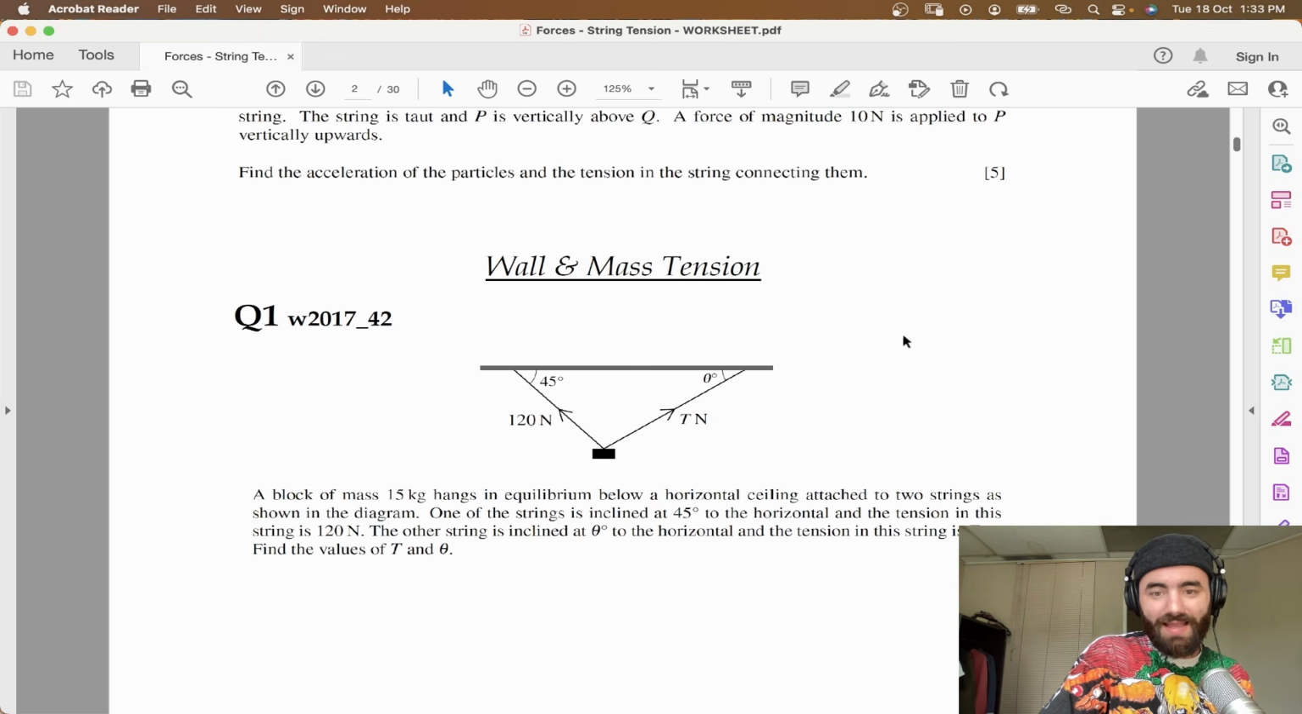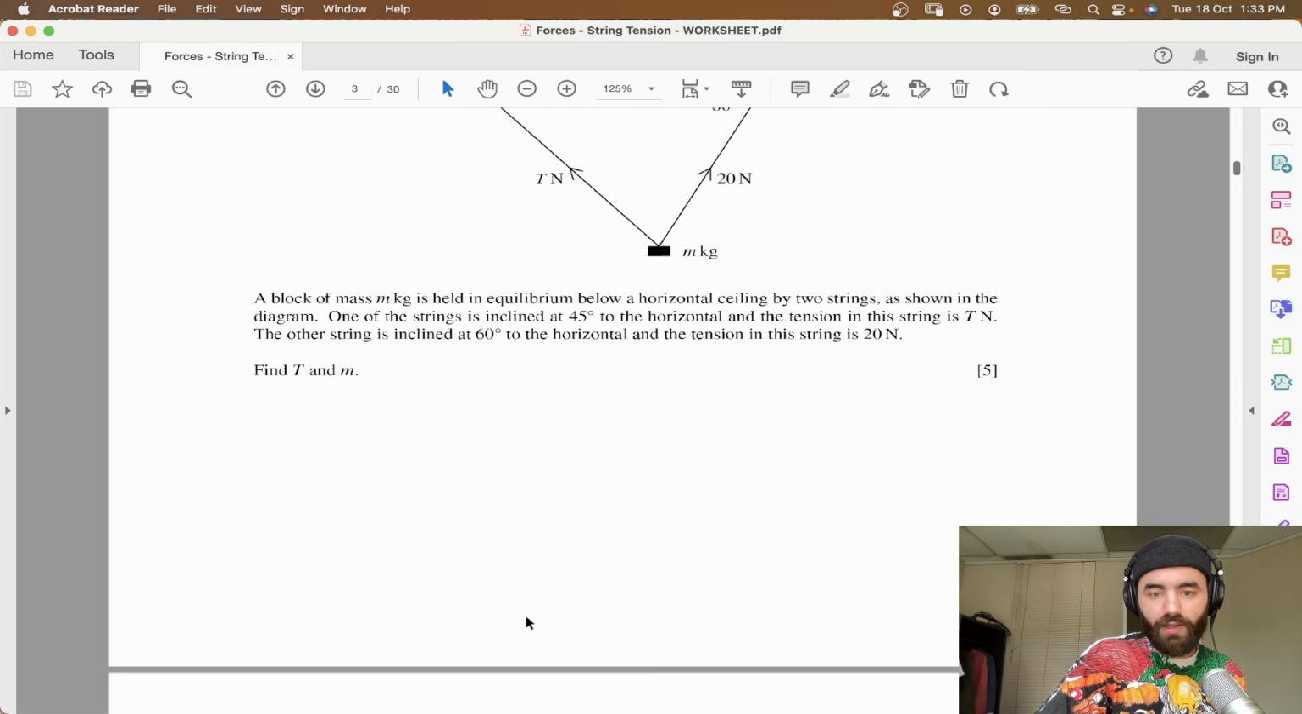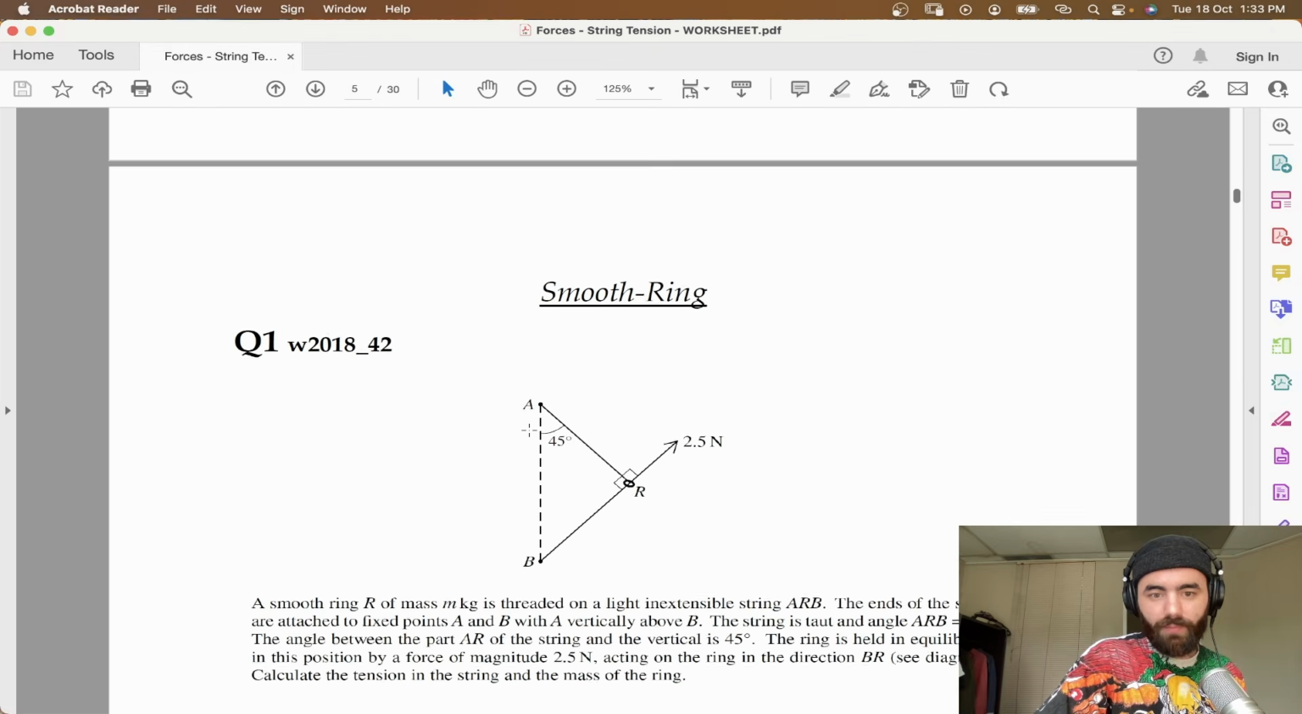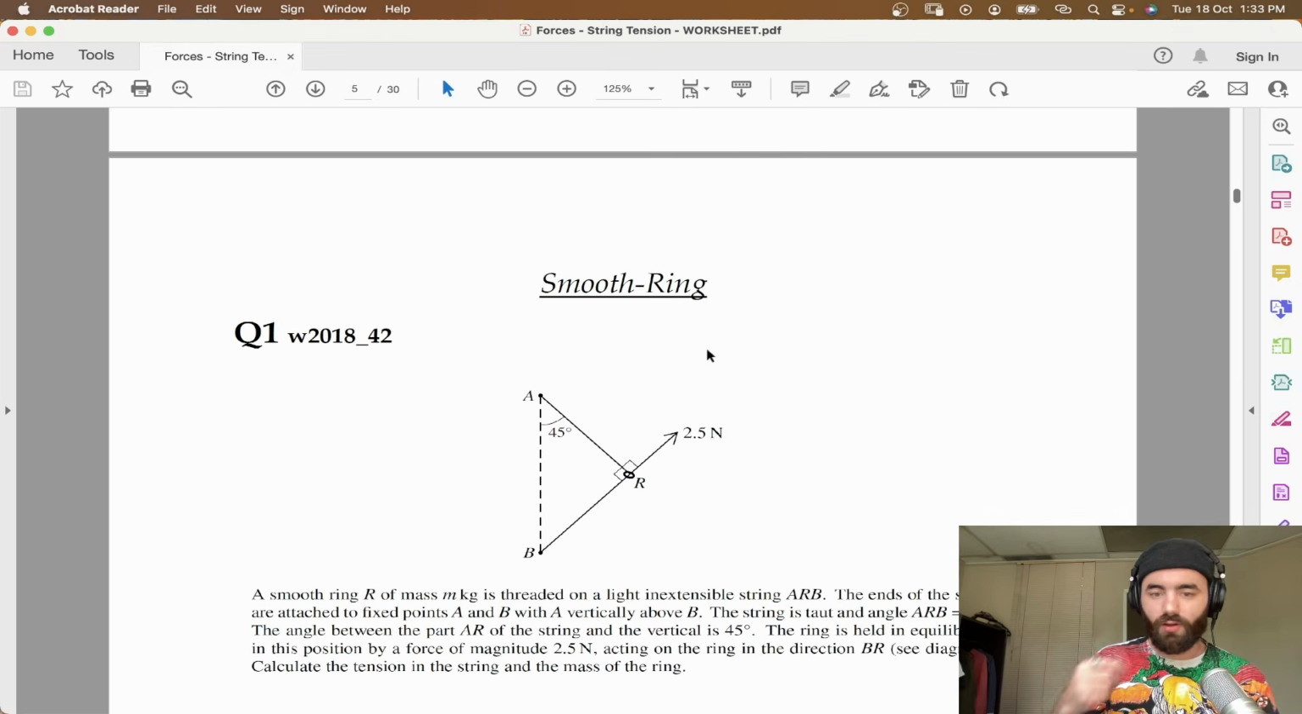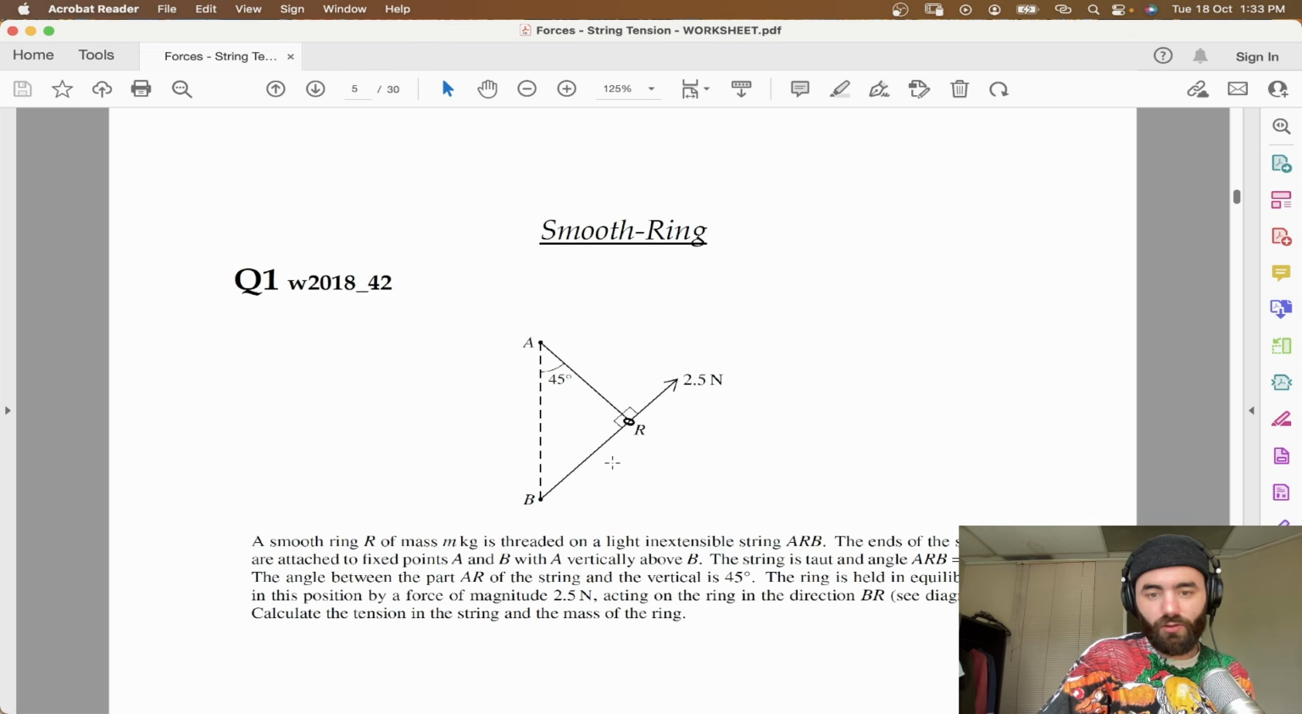You also have the wall mass tensions, where you have a particle or mass connected by strings to some wall. Question on that, and you have all that. And then we have this smooth ring kind of example, which they use sometimes. Extracted those as well, and we'll do a question on that also.